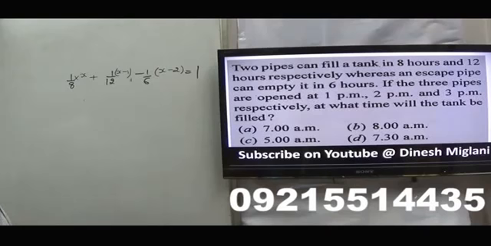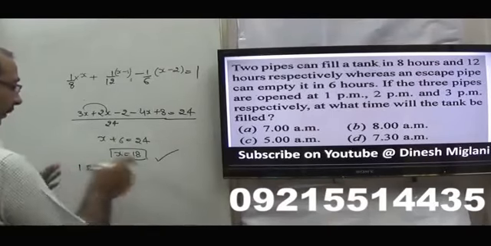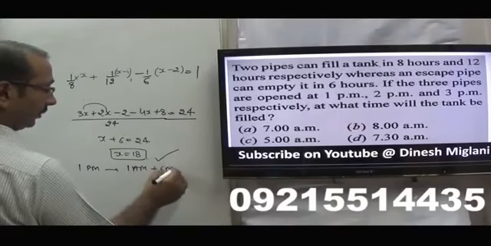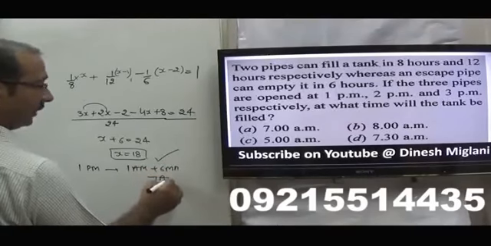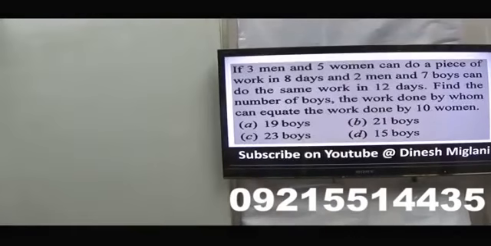x is 18. It means from 1 pm they take 18 hours to fill the tank. Now to 1 pm I have to add 18 hours, so after 12 hours it should be 1 am. Then 6 hours have to be added more. So I can say the answer is 7 am, right? Hence I can say A is my answer. Very simple question. If this basic idea is clear, you can do the question very easily.